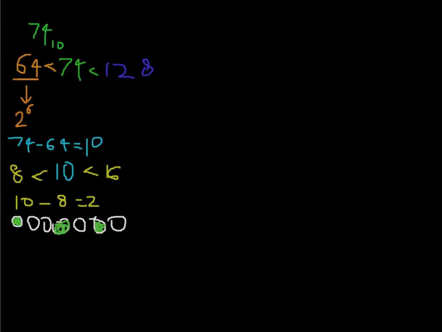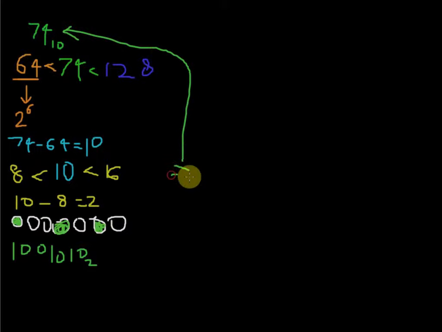The last step is simple. We just convert our ons and offs to ones and zeros, and so we get 1 0 0 1 0 1 0 in base 2. Yay, so these two are the same.